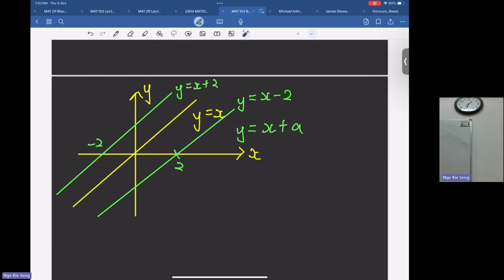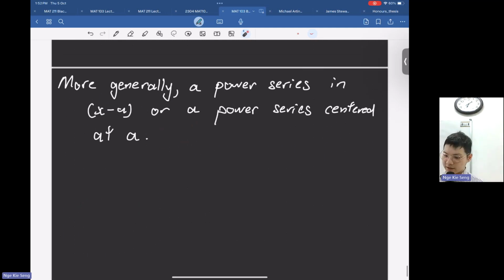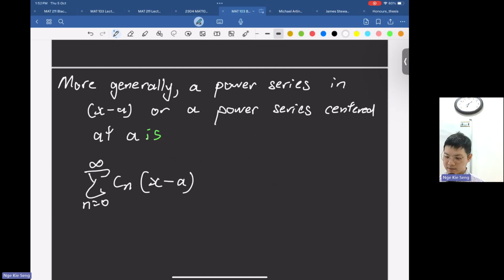So you need to compensate. Your x is increasing, but your y doesn't increase, so you need to compensate your y. In this case here, we also need to take x minus something. So where does the x minus something appear here? It's exactly at the x position. So we have Cn times x minus a to the power n, instead of x to the power n.